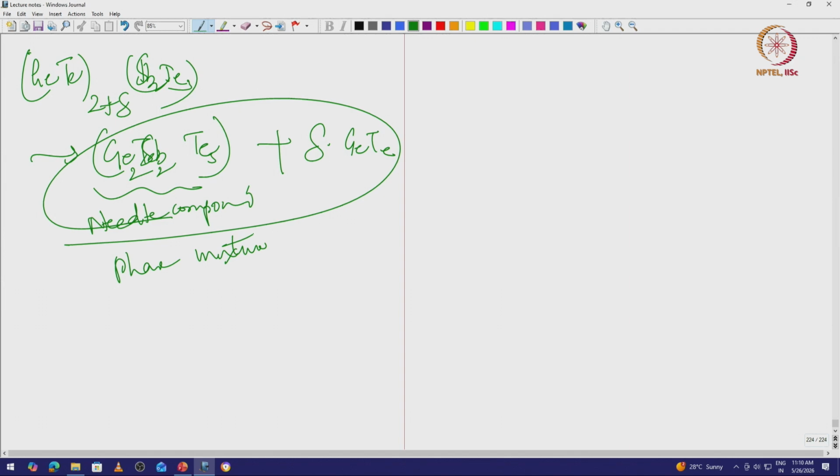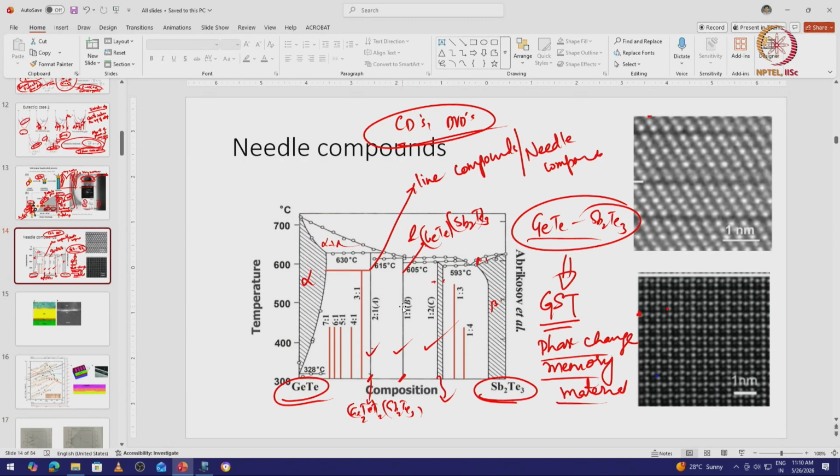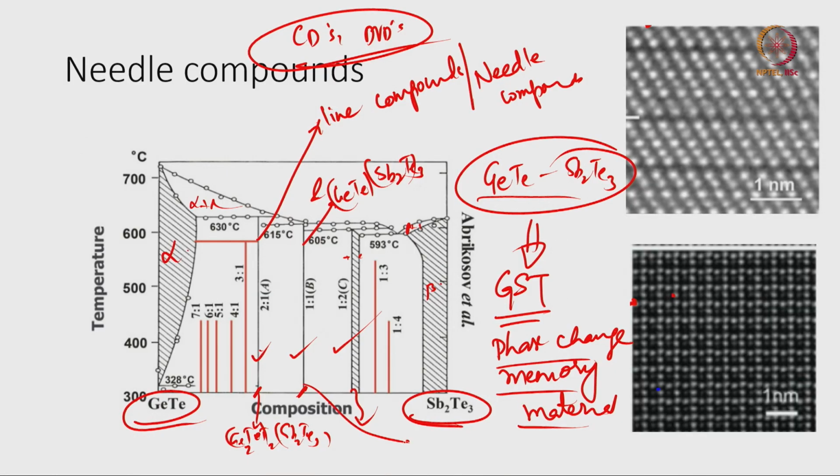So, one has to be very careful, because if I do not control the composition well enough, then I will be getting phase mixtures, and then my phase change material is no longer good for phase change purposes, right. So, same thing with the other compositions, right. So, the other needle compound you have, if I go back to the presentation, right. So, there is one at 1,1, right. So, this is what is called GeSb2Te4. Okay. So, 1,2,4, this compound is called 1,2,4, this compound is called 2,2,5, and so on.